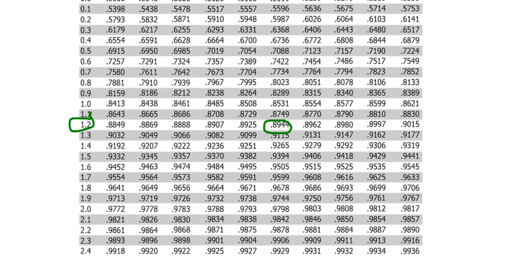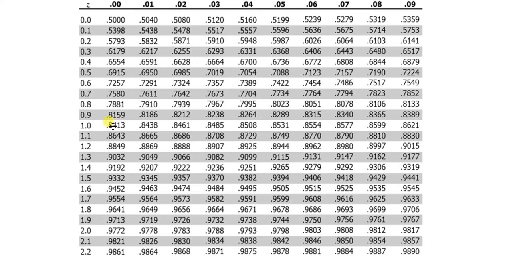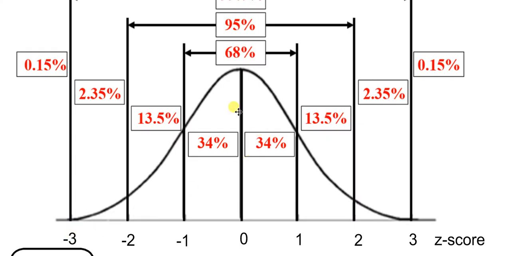I'll scroll down. Got some writing on here, let me clear the ink. At 1, you're at 84.13%. If I go back to this sheet, if I go to 1, I'm at 50% to 0 plus another 34, so I'm at 84%. So we're really doing the same thing. It's just the simplified version, using this sheet when our z-score, once again, how many standard deviations above or below the mean you are, lands right on a whole number.